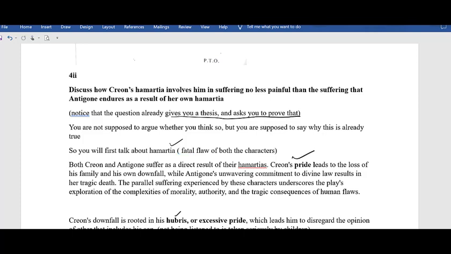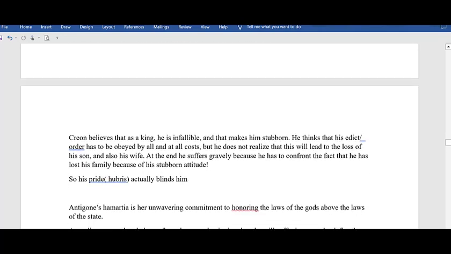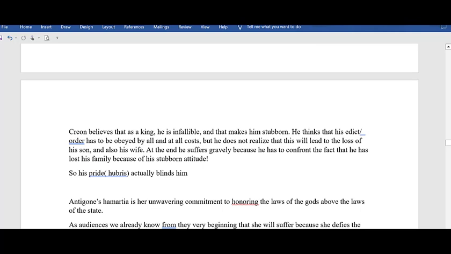So Creon's pride leads him to feel that he is the most important person, and this leads him to lose his family, and it also creates his own downfall. On the other hand, Antigone's unwavering commitment to divine law, her respect for familial duty, is the hamartia, her fatal flaw, and that leads her to her downfall.